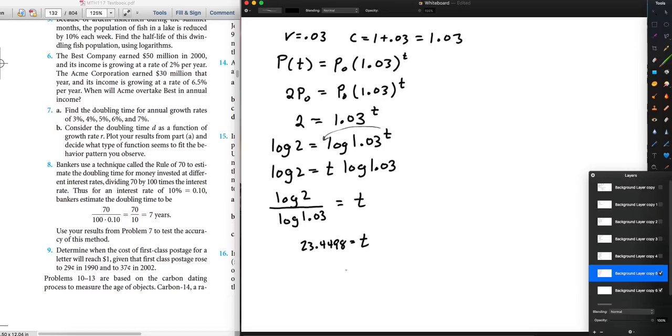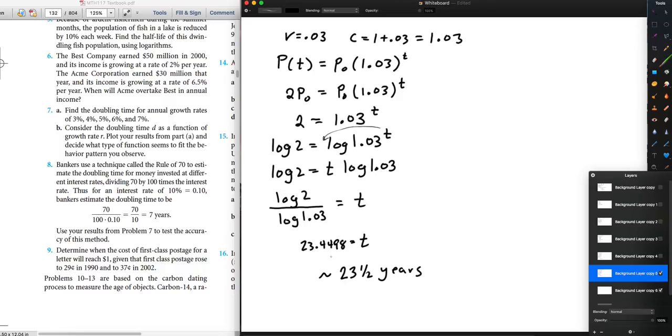23.4498. All right, so these were annual growth rates. So the doubling time is approximately 23.5 years. All right, so doubling time and half-life, the process itself is identical. It's just whether you're doubling it or cutting it in half. Now what about if it's not doubling or half?